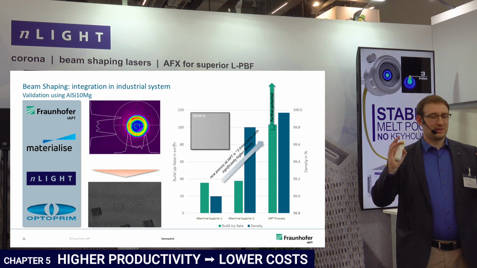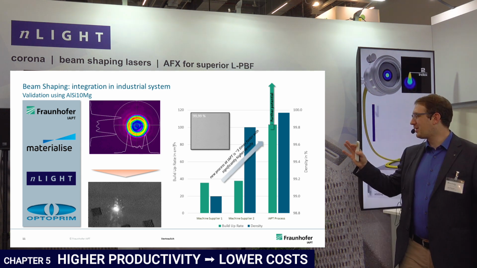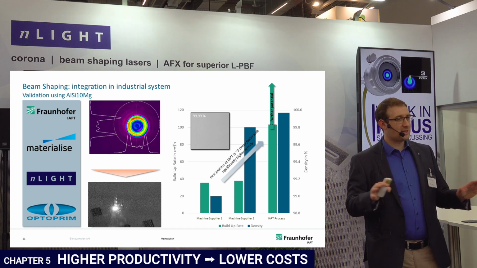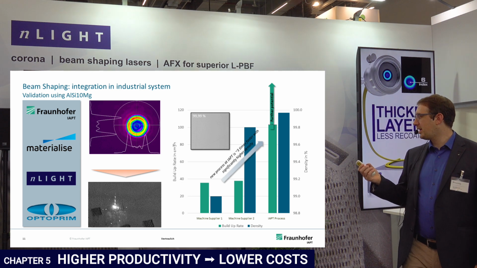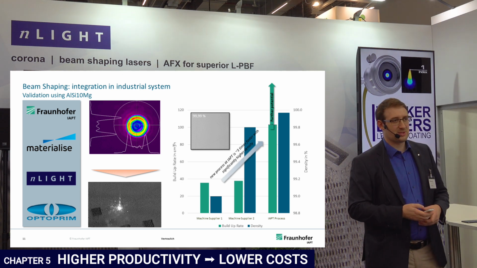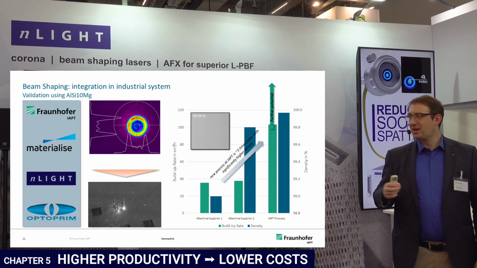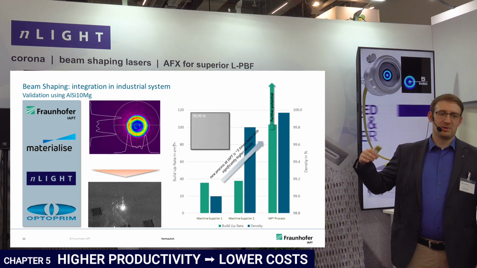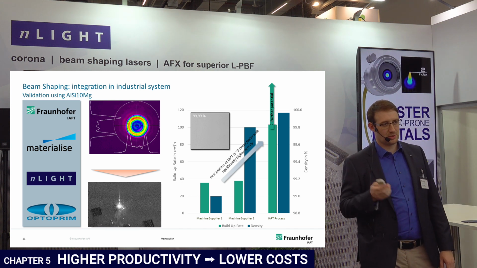With the nLIGHT laser, after a whole process development, we found out, compared to the data sheets of machine OEMs, we could increase the build rate nearly 3 times. Maybe double if you use other numbers, while maintaining or even outperforming the quality in terms of density, which is shown here.